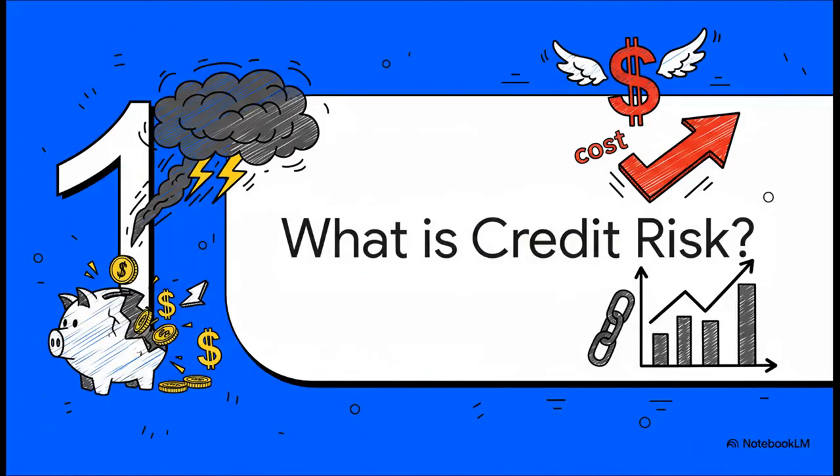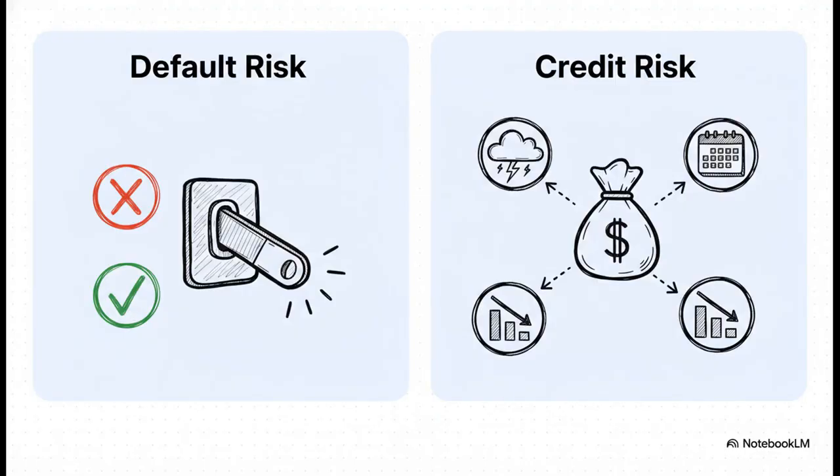Okay, first things first. We've got to clear up a really common point of confusion, something that trips up so many people on the exam. It's the difference between something simply failing and what that failure actually costs you. So think about it like this. Default risk is super simple, right? It's just a yes or no question. Will they fail to pay? But credit risk, well, that's the whole story. It asks, okay, if they fail, how bad is the storm going to be? How much are we going to lose? And when exactly is that loss going to hit?